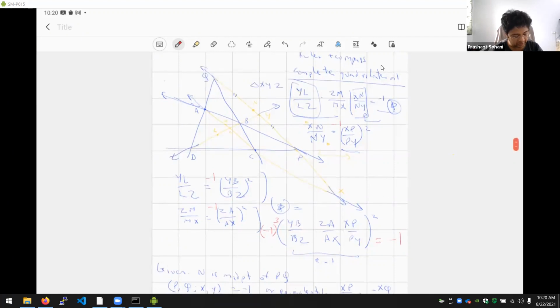We obtained the fact that each of these original ratios can be written as minus k square, where k is the individual ratio. For example, for XN upon NY, it was XP upon PY, etc. And then when we multiply them together, we have one last use of Menelaus's theorem in triangle XYZ, with the transversal PBA, because the points P, B, A are already given to be collinear.